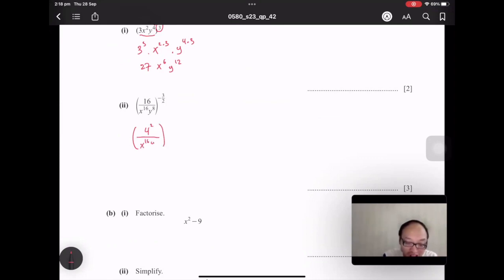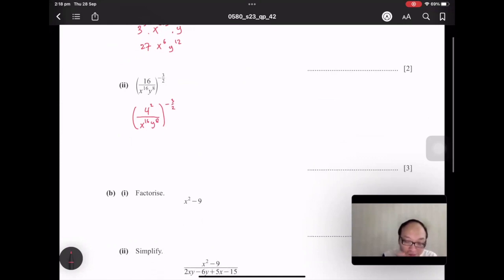x^16, y^8, raised to the power of negative 3 over 2. So it applies for all: 2 times negative 3 over 2, and then over x^16 times negative 3 over 2, and y^8 times negative 3 over 2.